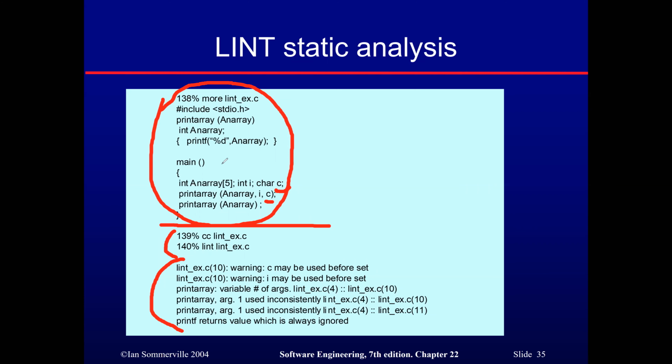Well, this tells us that print array has a variable number of arguments, meaning here I have three variables in the argument, and I have only one argument here in the argument list. So this is a problem, and it tells us this here, etc. So this is an example of static analyzers.